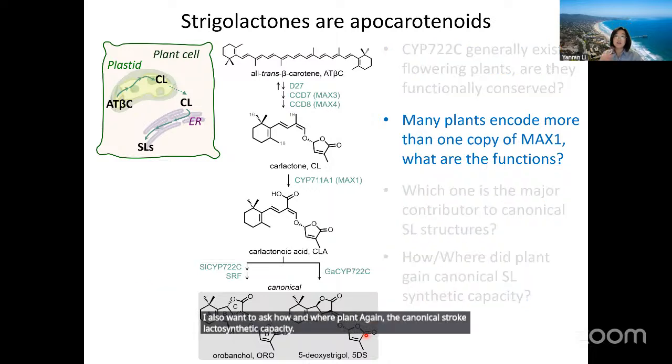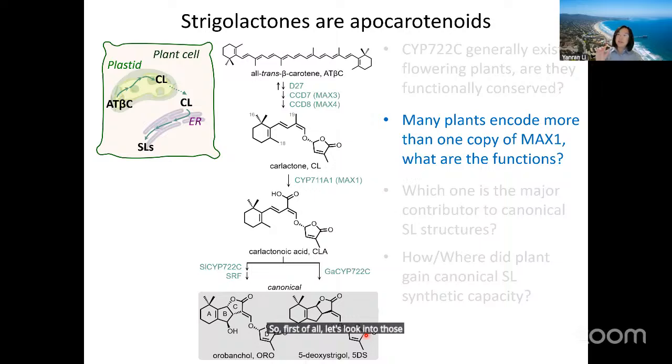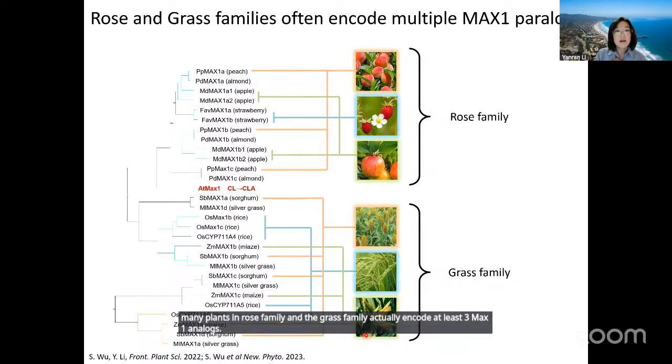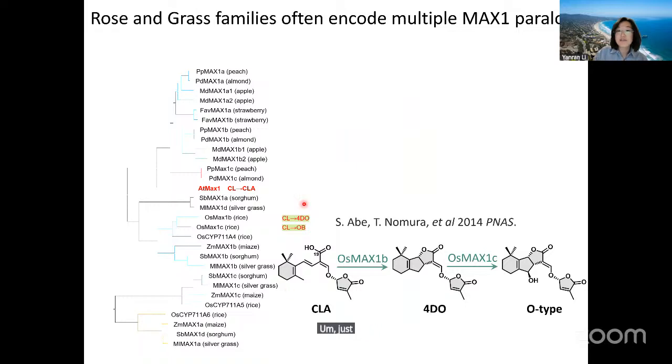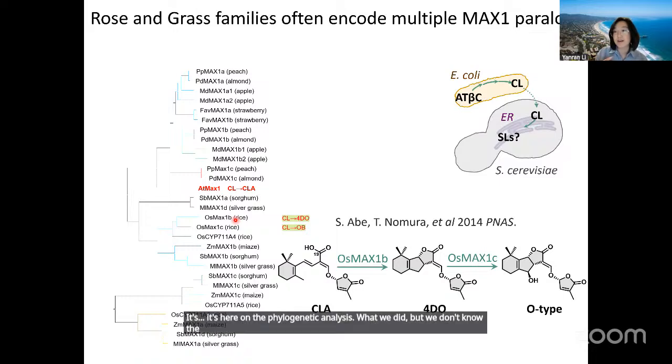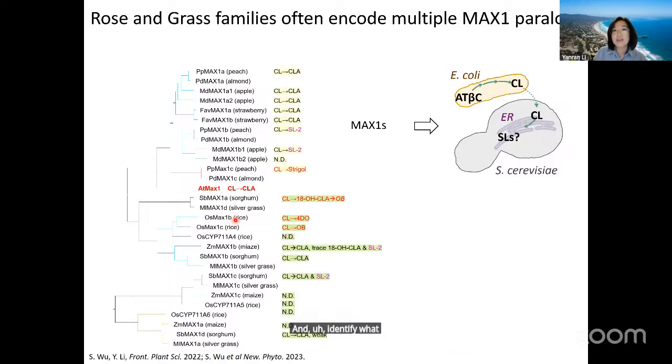So first of all, let's look into those MAX1 variants. What we find is many plants in the rose family and the grass family actually encode at least 3 MAX1 analogs. Just a reminder, the first canonical strigolactone synthase, the MAX1 variant, is here on the phylogenetic analysis. But we don't know the function of all the other MAX1 variants from all these species. So we just synthesized all of them, threw them into the consortium, and identified what compounds they are producing.